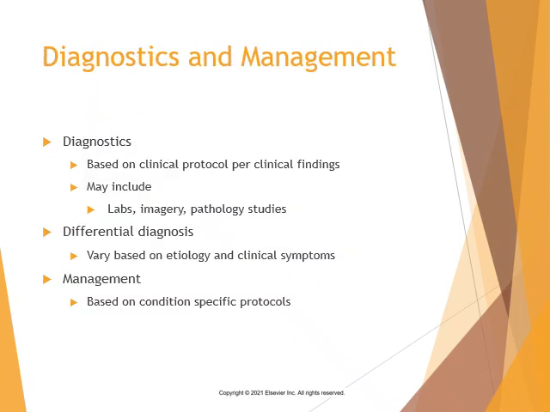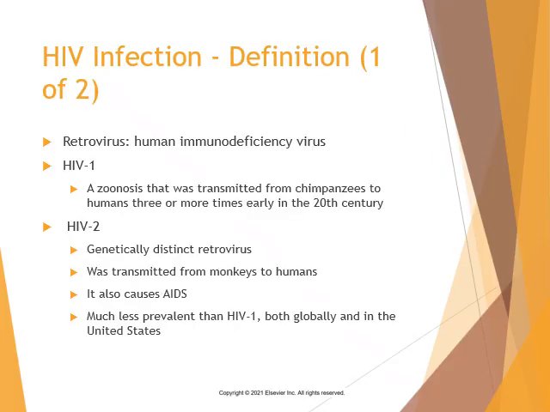Diagnostics are based on clinical protocol per the clinical findings. Obviously, labs are done. You may use imagery, pathology studies, and we're going to talk about some of the differential diagnoses. And again, that varies based on the etiology and clinical symptoms that you're seeing. And management, we have condition-specific protocols for management. We're going to spend just a little bit of time talking about HIV infection.